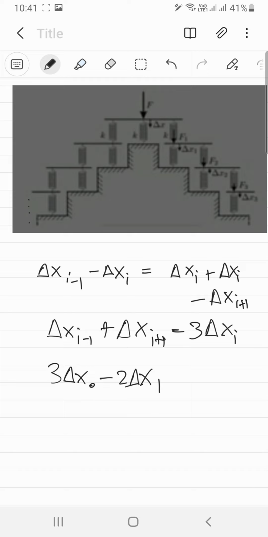Wait a second. This force is getting partitioned, we can think of it like that. So we can assume that delta x infinity will be 0, right? We could say that, because look at this recursion. We have delta x i plus 1 equal to 3 delta x i minus delta x i minus 1, right? Okay, this is not helping.